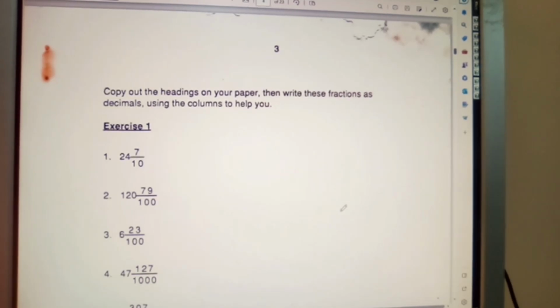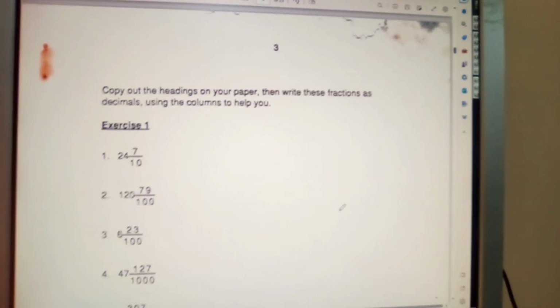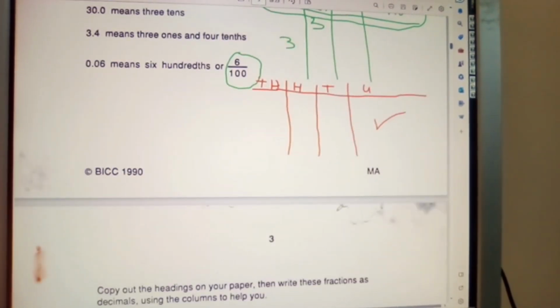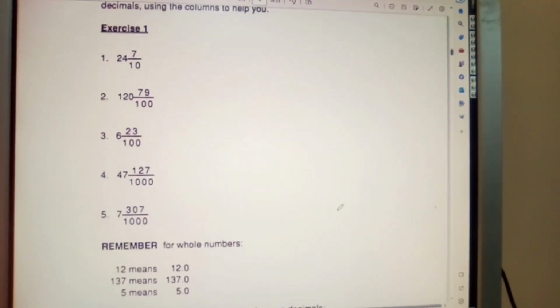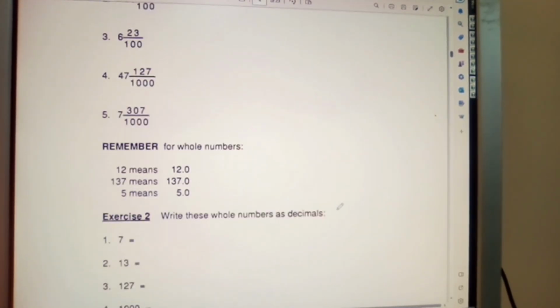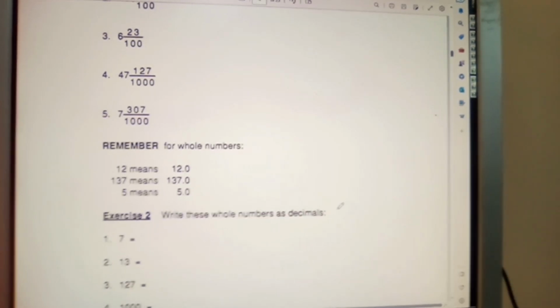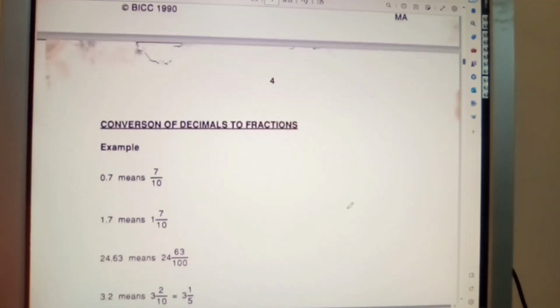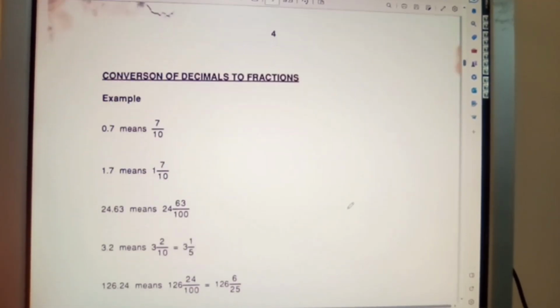Okay, copy out the headings on your paper, then write these fractions as decimals using the columns to help you. Okay, but these are for you to be doing yourselves. Conversion of decimals to fractions. Okay.